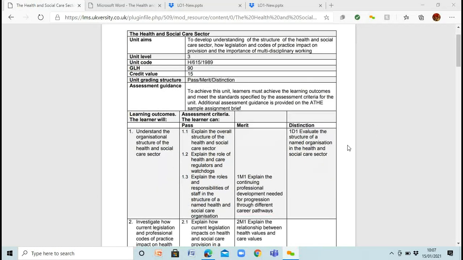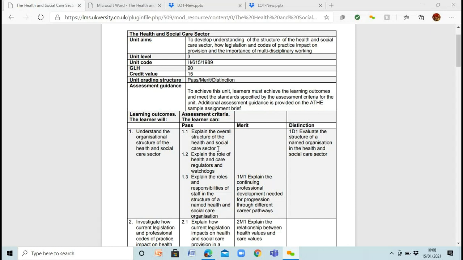So, like I was saying, this is the unit specification sheet. On here, you have three grading structures. You have a pass, a merit, and a distinction, which I'll explain in just a moment. Today, the learning outcome is to understand the organizational structure of the health and social care sector. Within this, you have a few questions, which we call assessment criteria.